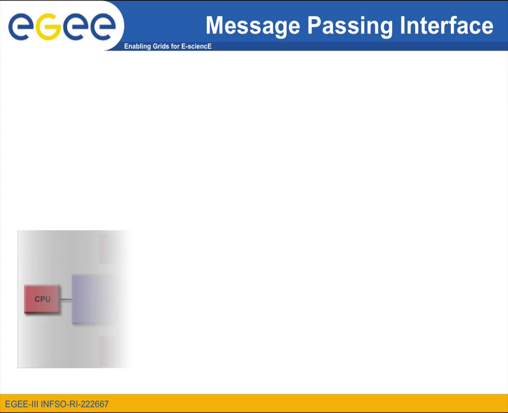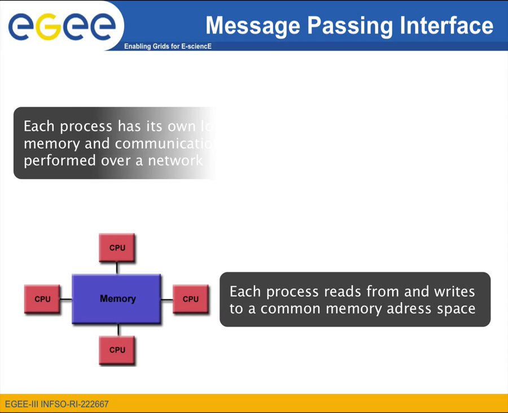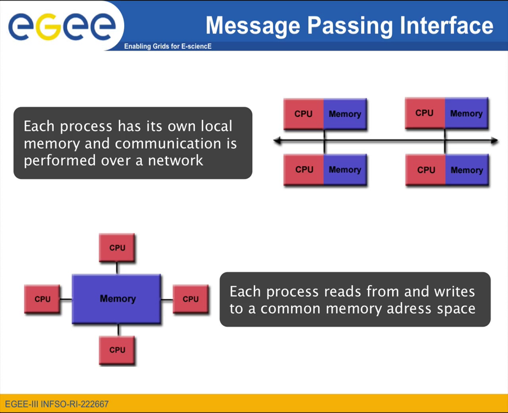MPI can be used both for shared memory and distributed memory parallel applications. The difference between the two types of applications is that in shared memory applications, processes read and write to a common memory address space, whereas in distributed memory applications, each process has a separate address space.